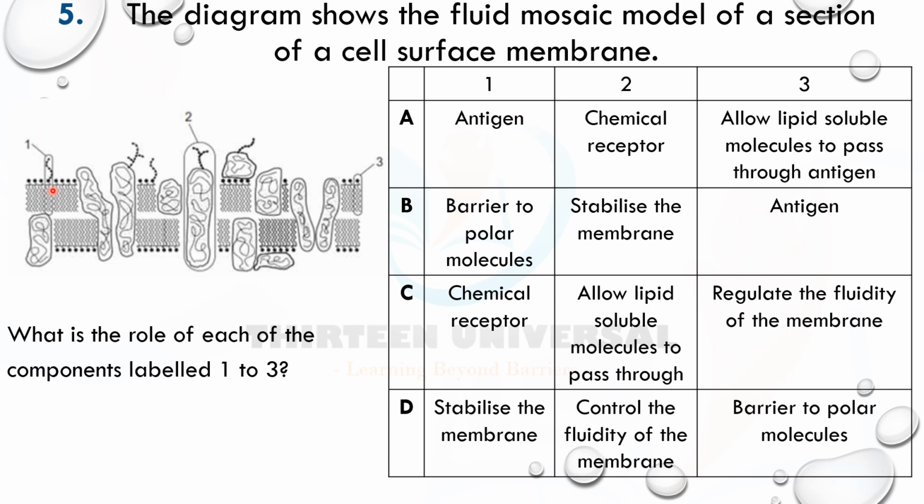Phospholipid is lipid. So that's glycolipid. Number 1 is glycolipid. Remember, I told you that glycolipid has two main functions. One, it acts as antigen during cell recognition. Secondly, it helps in cell adhesion. So let's check where it acts as antigen here. Okay, A says acts as antigen. It's only A that says acts as antigen.